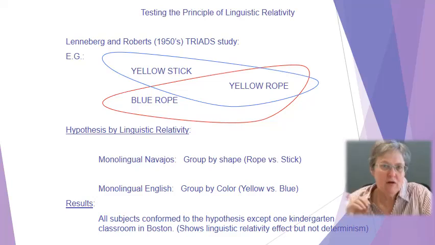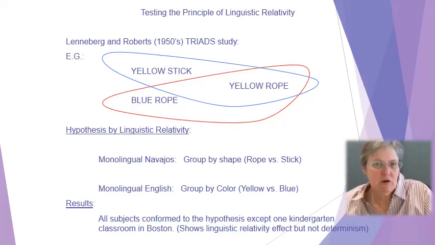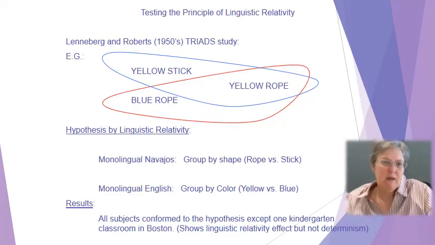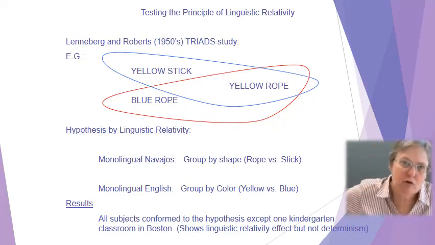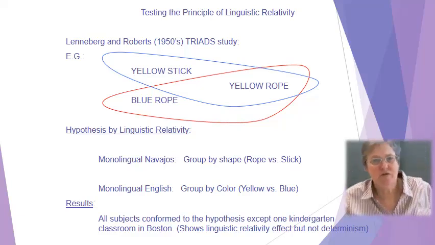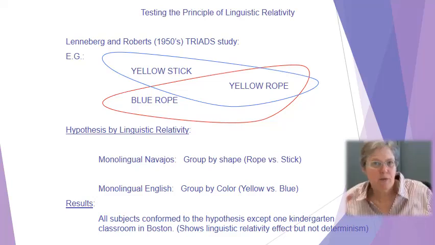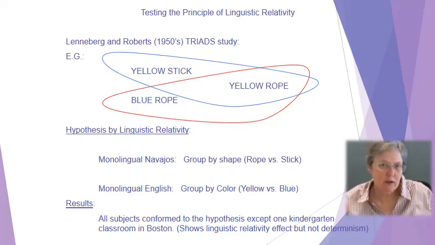There's one word. We can think of it as GRUE, G-R-U-E. They don't distinguish green and blue. We'll come to that a little bit later as to why that is. Whereas, of course, English speakers distinguish more colors than Navajo language does. So there was this triad study set up as an experiment to see, would monolingual Navajo kids group things more by shape, and Anglo kids group things more by color rather than shape.